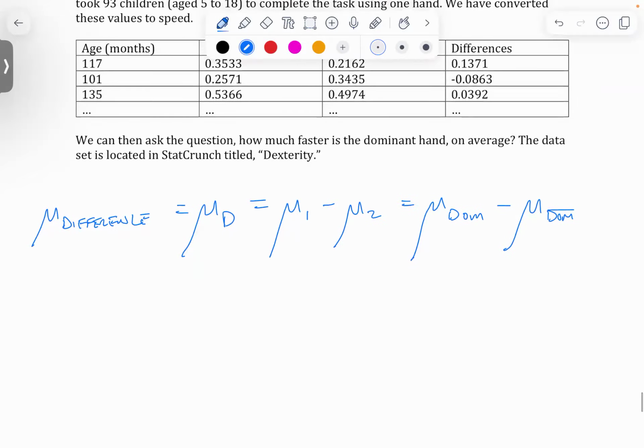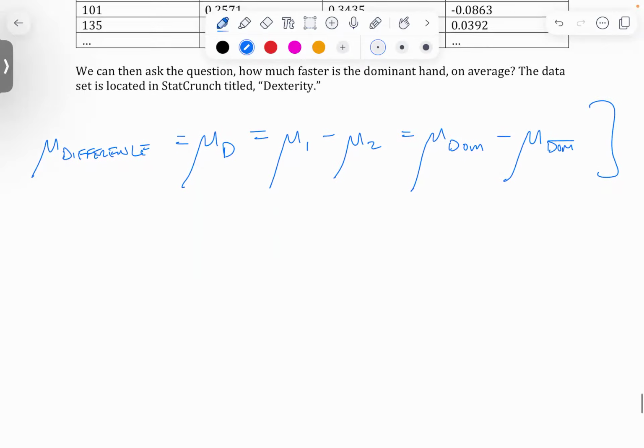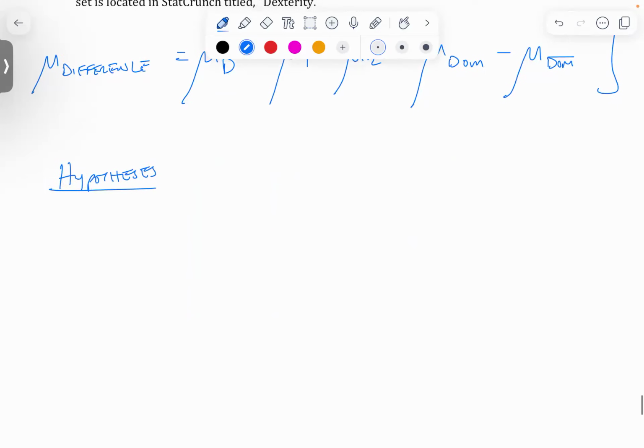So getting the notation, getting all this set up, this little piece right here, that's the most critical thinking part of the problem and the part that people struggle with the most. Getting this set up so it makes sense. Then we can write out our hypotheses. Now, we start as we did before.